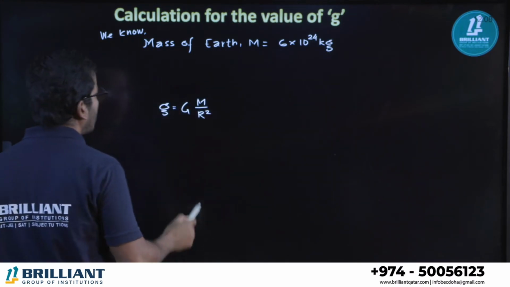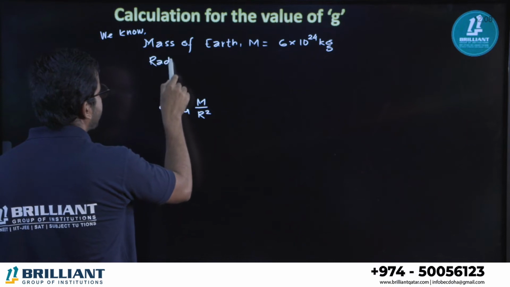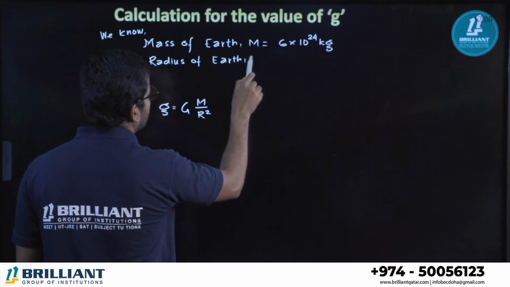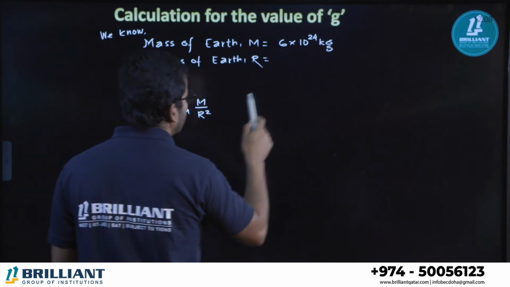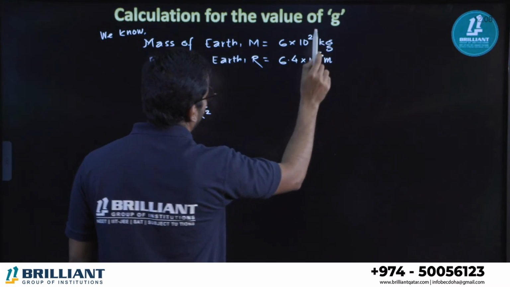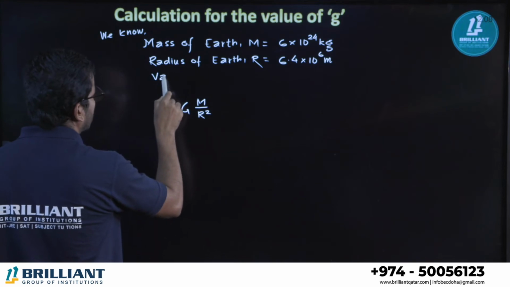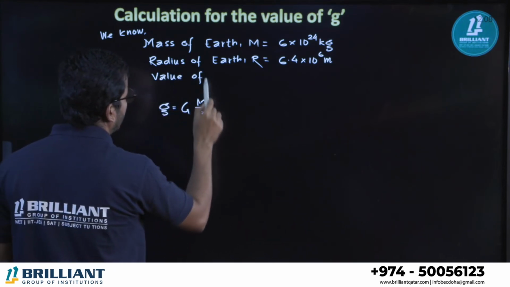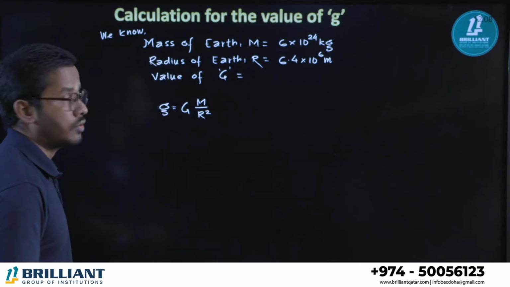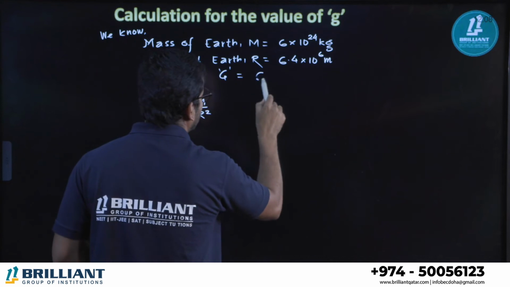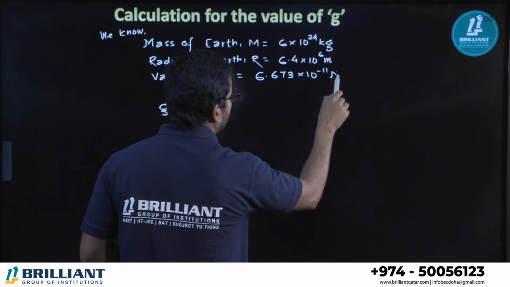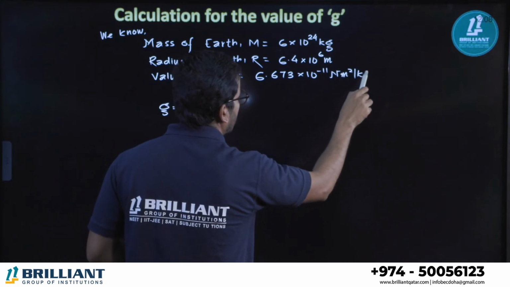What is the radius of Earth? Remember, the radius of Earth was the distance. R is equal to how much? You will tell me, sir, 6.4 into 10 raised to power 6 meter. Next one, what was the value of G? The universal gravitational constant has a value. I told you orally when I started the class today. Right now I'll write it for you. 6.673 into 10 raised to power minus 11 Newton meter square per kg square.